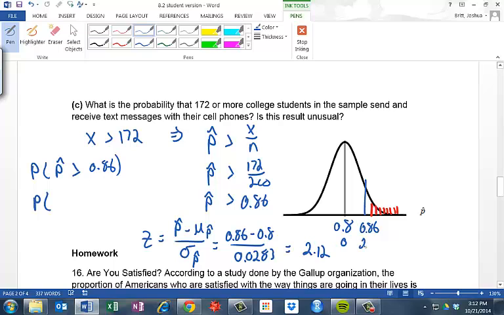So this becomes 0, this is 2.12, and p hat becomes z. It's greater than 2.12. And remember, when we're finding the area to the right, whenever the arrow is pointing to the right, we need to change that. So we change the sign of the inequality and change the sign of the number by symmetry. Now we look up minus 2.12 in table 5, and we get 0.17.